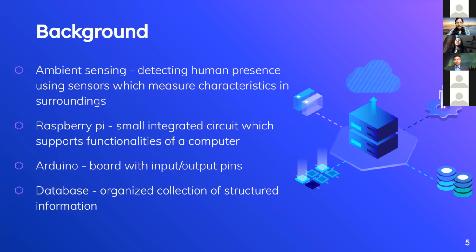To provide some background information, ambient sensing is the process of detecting and reacting to human presence using ambient sensors, which measure characteristics in the immediate surroundings and environment. A Raspberry Pi is a small integrated circuit which supports the features and functionalities of a computer. It can be connected to a monitor and used with a keyboard. An Arduino is a microcontroller board with input and output pins, and it can be interfaced with external circuitry. And a database is an organized collection of structured information, and one can easily access stored data and update it.